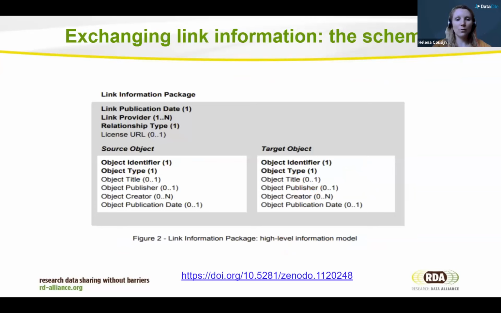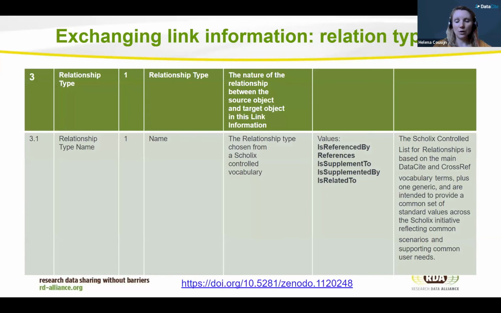And so for that framework, what we did is establish the Scholix schema that was already released in 2016, but has been updated over time. And so within the schema that you can find on Zenodo, we have fields to describe the source object and the target object, and then importantly also the relationship between these objects. So for example, a data set can be referenced by an article or be supplement to an article, and an article may say it references a data set, but also the other way around.